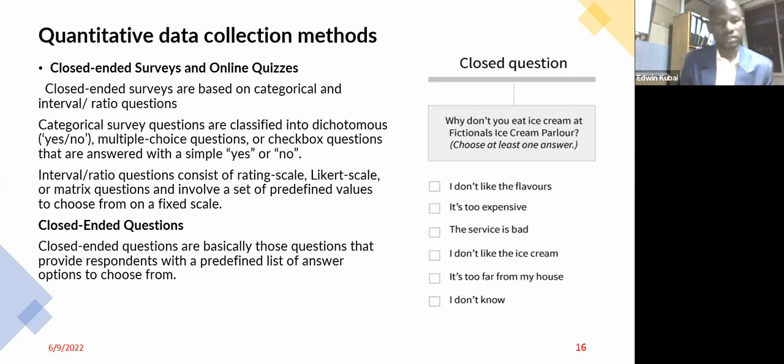So closed-ended questions basically provide respondents with a predefined list of options to choose from. For example, if you're doing quantitative research, then the best approach is to have closed-ended questions, like the ones they have given here. Why do you eat ice cream at a fictionalized ice cream parlor? Among the multiple choices you have been given, a respondent may select only one, or you can also allow the respondent to select as many choices as they wish, depending on the kind of questions you have asked in your study.